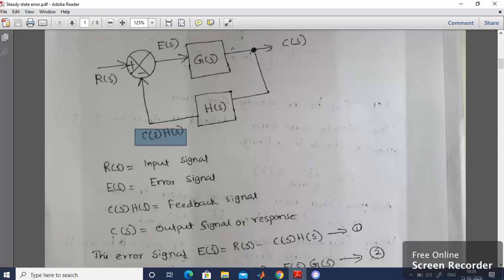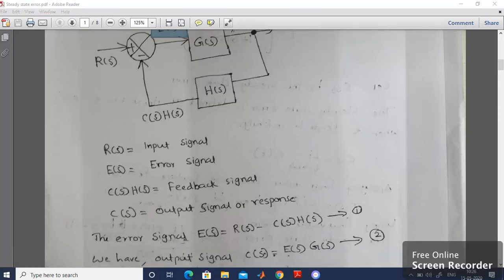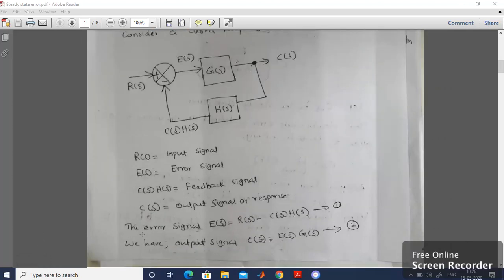Definitely we can write the output E(s) as the difference between R(s) and C(s) into H(s). Please call this expression for error signal E(s) equation number 1. Likewise, we can write the output signal C(s) equal to E(s) into G(s). Please call this equation number 2.